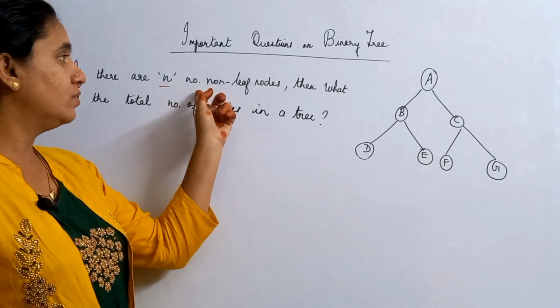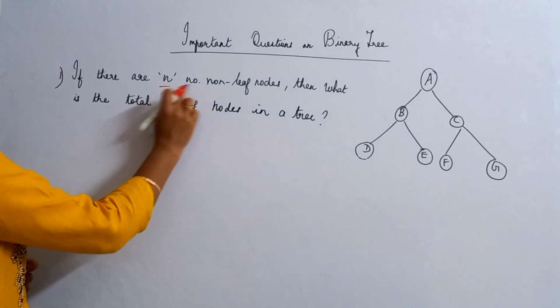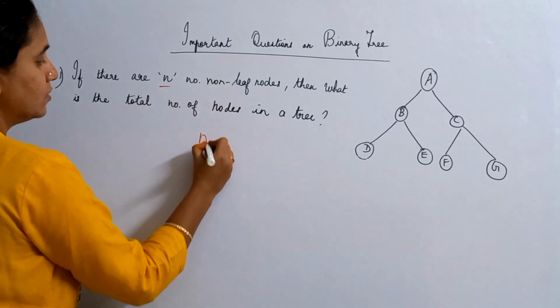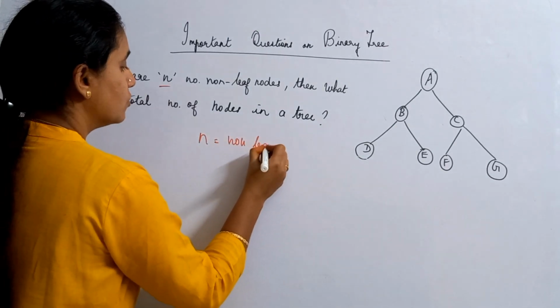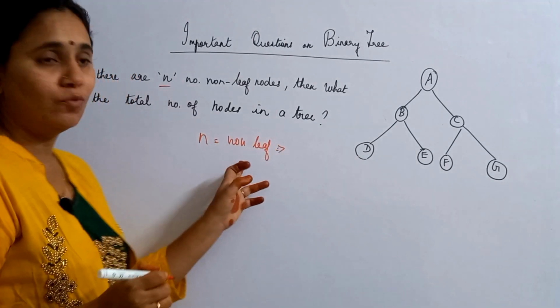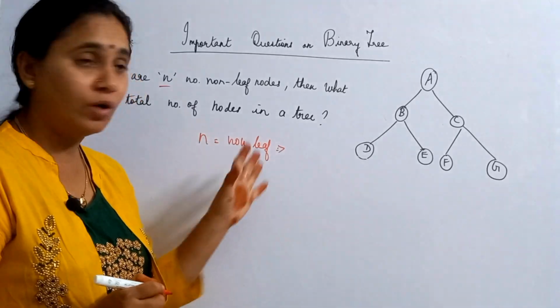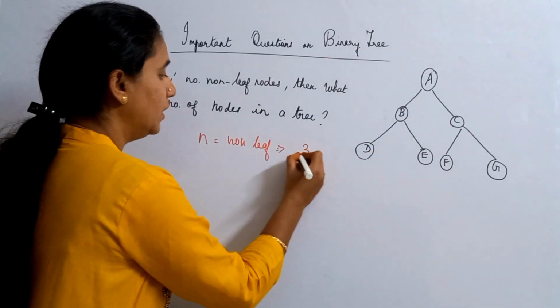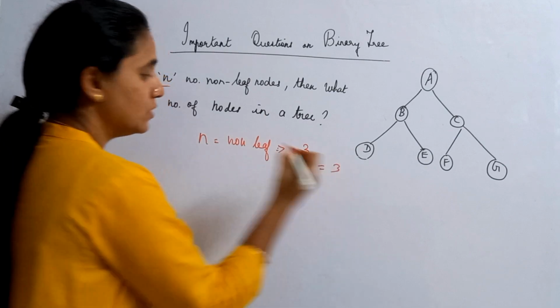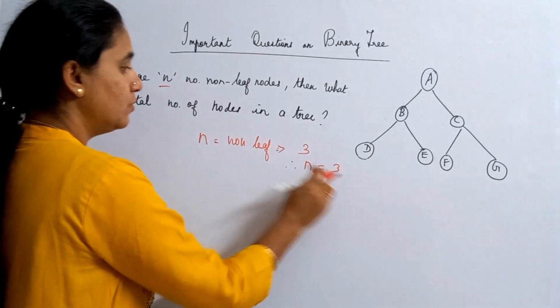Okay, so start from here. So total number of non-leaf nodes. So n is my non-leaf node. So write as non-leaf. So what is the total number of non-leaf nodes present according to this diagram? 1, 2 and 3, isn't it? So meaning is therefore the n value is equal to 3. Right? So n value is equal to 3.